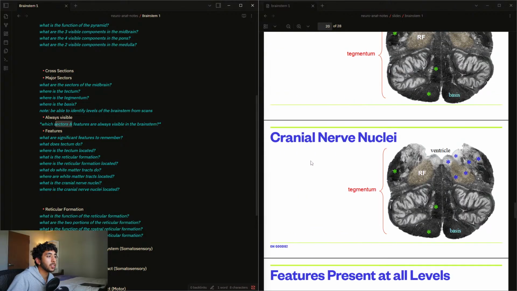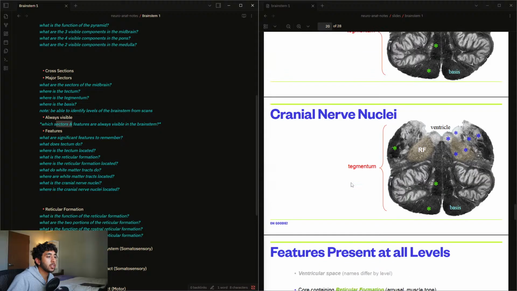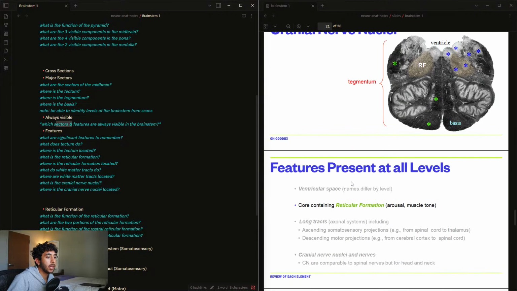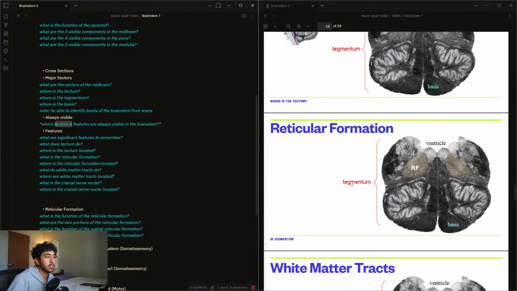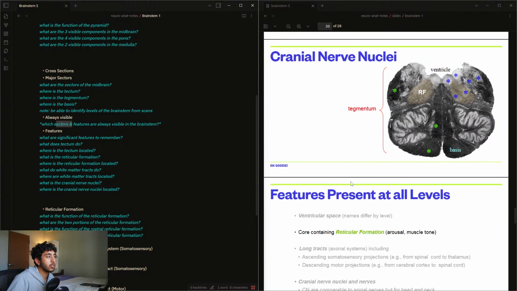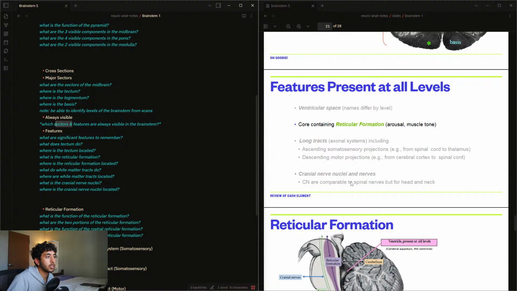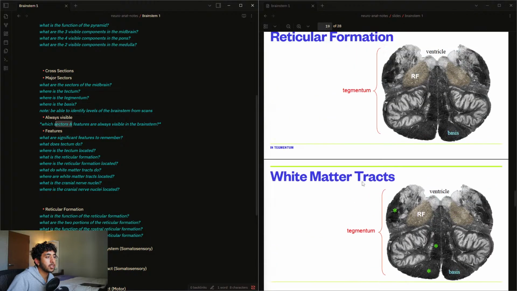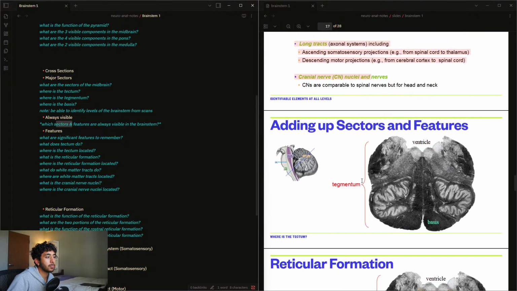Okay, so this is a feature. So cranial nerve is a feature. White matter tracts is a function or sector. Reticular formation is a feature. So feature, sector, feature. Tectum is definitely a sector. So, okay, they're alternating, which is fine. So we should do, that's fine.